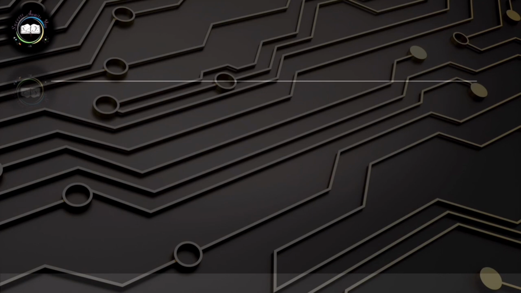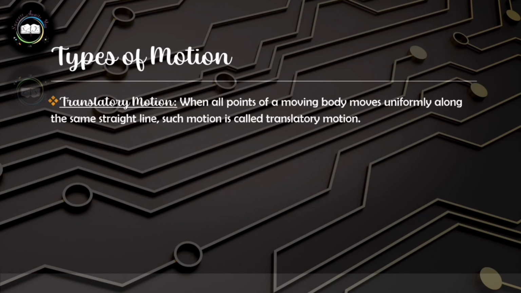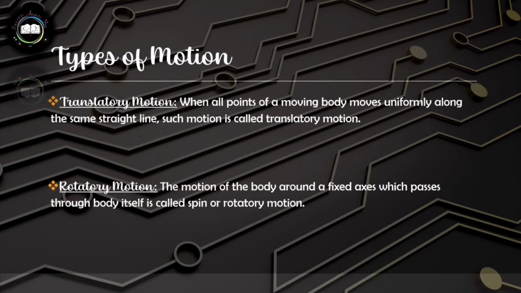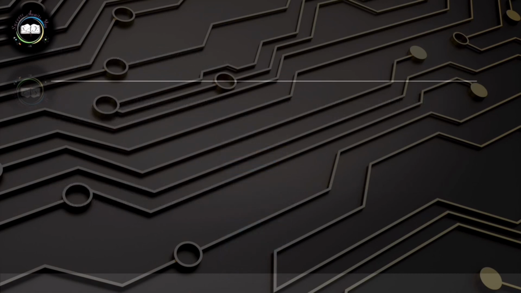Now talking about types of motion. Number 1, translatory motion. Motion in which all points of a moving body move uniformly in the same direction. For example, motion of an arrow from the bow. Number 2, rotatory motion. The motion that occurs when a body rotates on its own axis. For example, the motion of the Earth about its own axis, fan blades, Ferris wheel, etc.